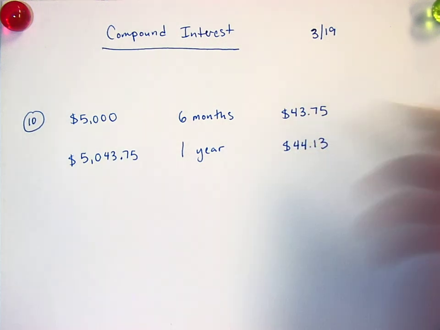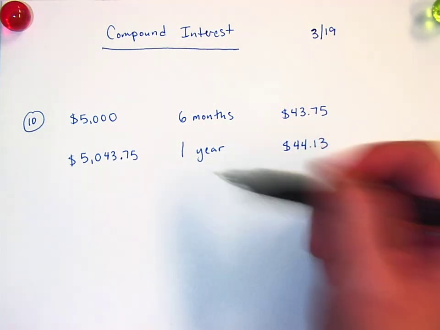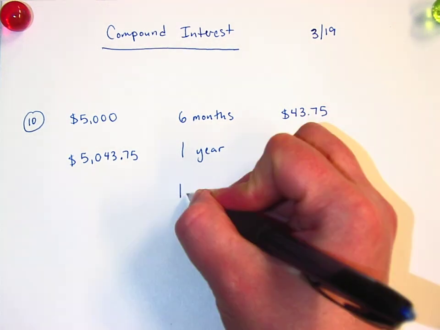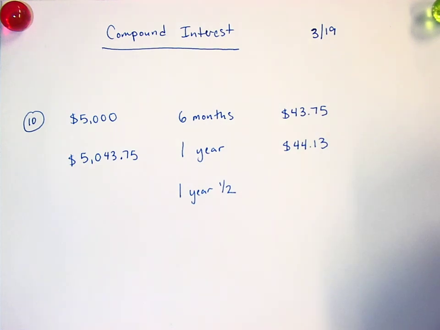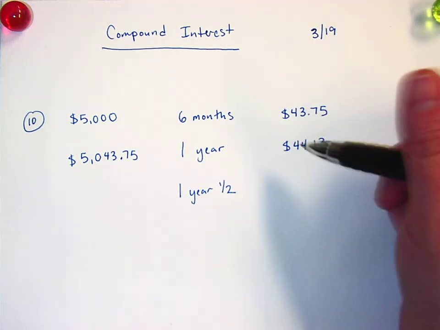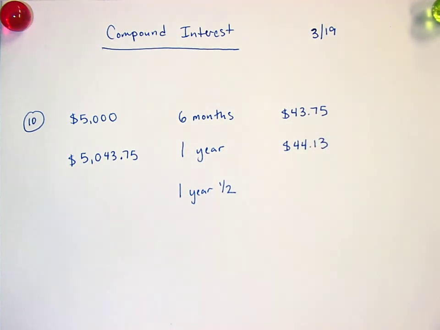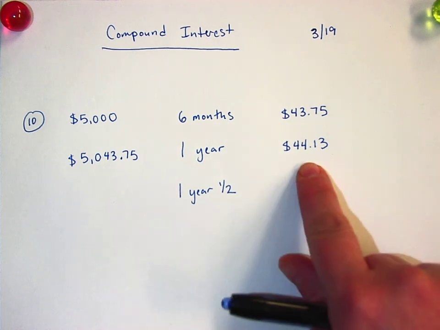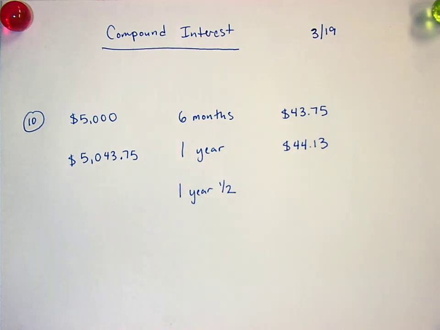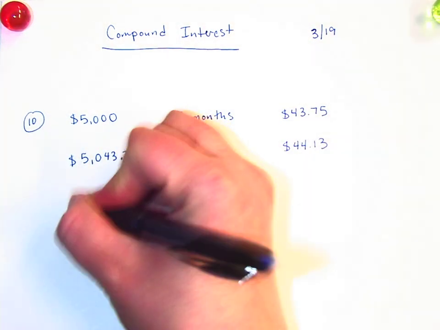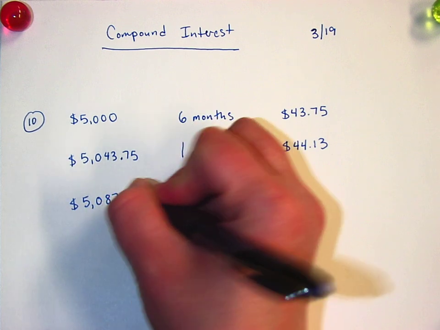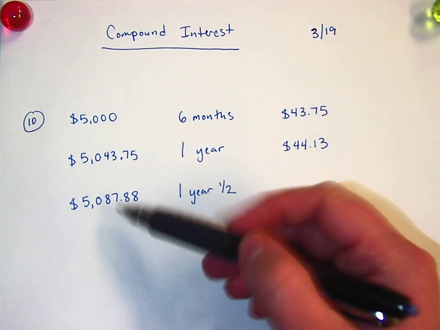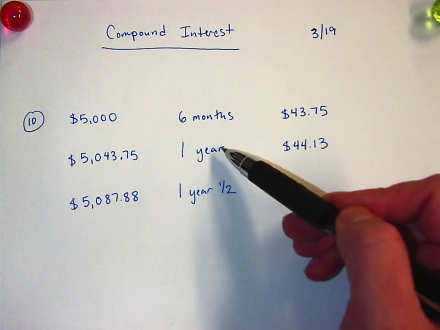Now we have to do this to 2 years, so I'm going to do this 2 more times. This time is going to be for a year and a half. So this time I'm going to take $5,043.75 and add to it my $44.13. Remember, you can stop this video anytime I'm going too fast for you. That's $5,087.88. So this is how much money I have in my account now after a year.